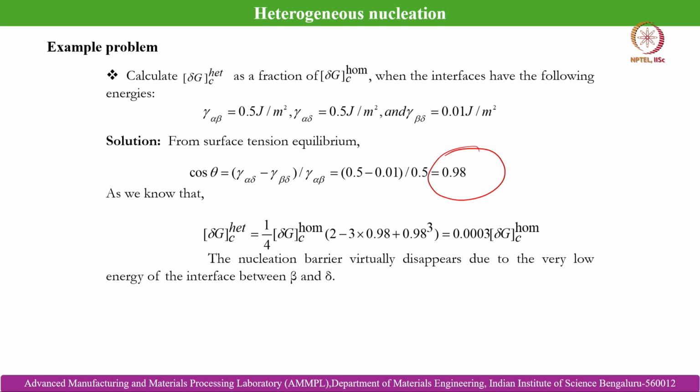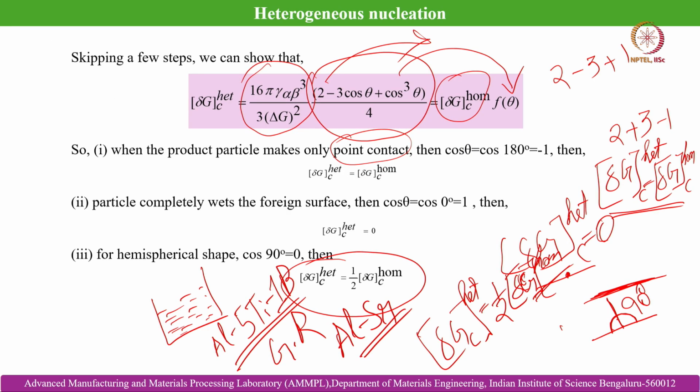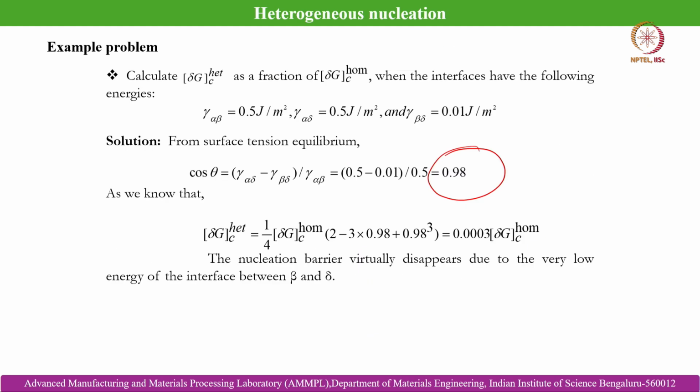As we have seen earlier, when the particle completely wets the foreign surface, that means cos theta becomes equal to 1, then virtually there is no barrier for nucleation. Here the value of cos theta is very close to 1, which is 0.98. Hence we can calculate delta Gc heterogeneous as 0.0003 delta Gc homogeneous. So, the nucleation barrier virtually disappears due to the very low energy of the interface between beta and delta.